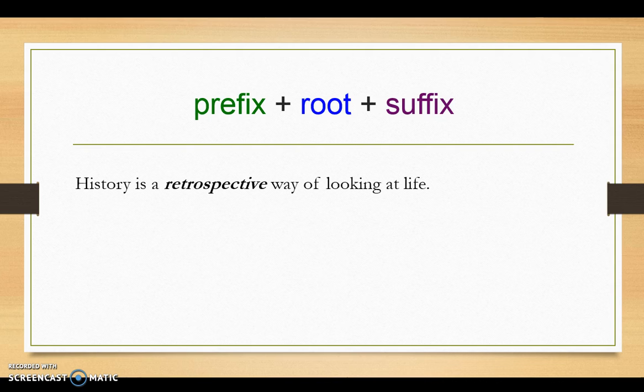Now let's try a word that has all three, a prefix, a root, and a suffix. So let's look at the sentence. History is a retrospective way of looking at life. First, let's find the root word, which is spect, which I know means to look or see from my knowledge of the word spectacle or spectacles, like our glasses. I then look at the prefix, retro, which I know means back or behind or past, from hearing the word used everywhere from fashion to engineering, like retro clothing or retro engineering.